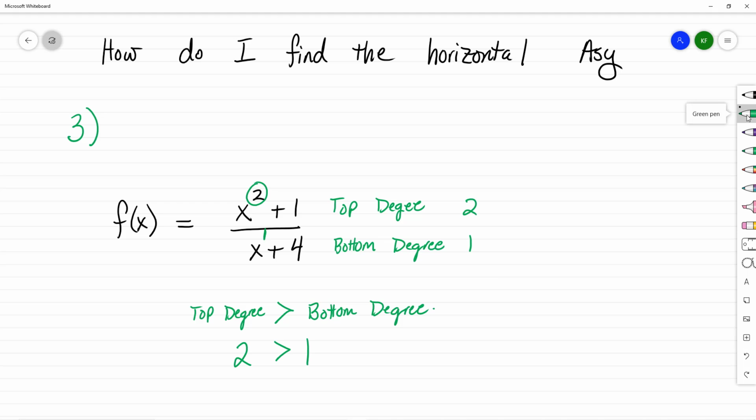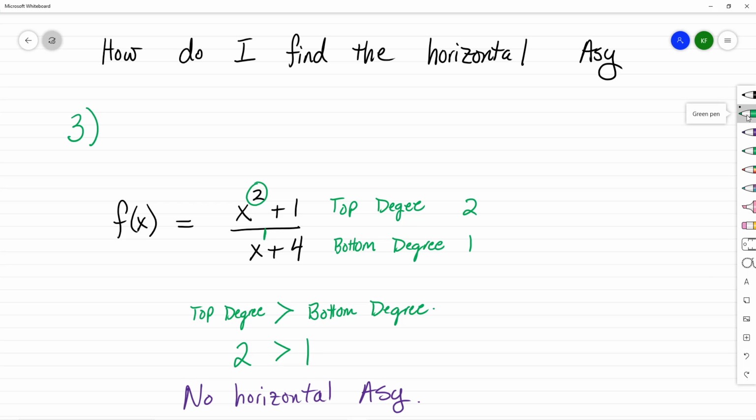Okay, so what is the case going to tell us? It's actually going to tell us we don't have one. We don't have a horizontal asymptote. So no horizontal asymptote exists. Because remember, horizontal goes in this direction. In this particular example, what we're going to have is what we call an oblique asymptote, which is not horizontal. So there is an asymptote, it's just not horizontal. So that is case 3 for horizontal asymptotes.